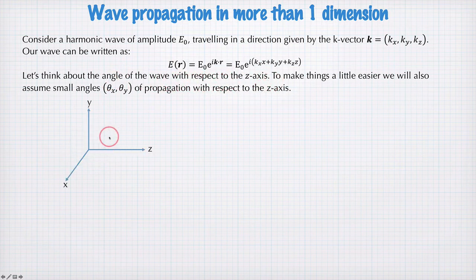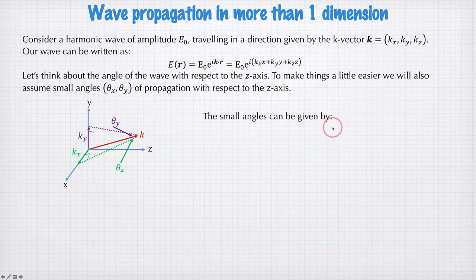So here's our axis system, x, y, and z, and we're going to consider just small angles, theta x and theta y. So we're not going to consider really big angles, just small angles to make the maths a little easier. So here's our k vector, k, and it has components in the x, y, and z direction. We can project it down onto the x-axis to find the value of kx, and we can project it onto the y-axis to find the value of ky. And there are corresponding angles, theta y and theta x, associated with these values of kx and ky.